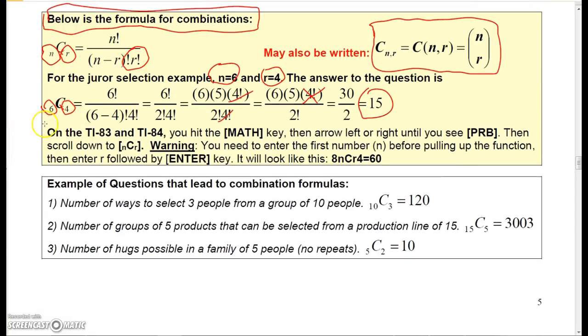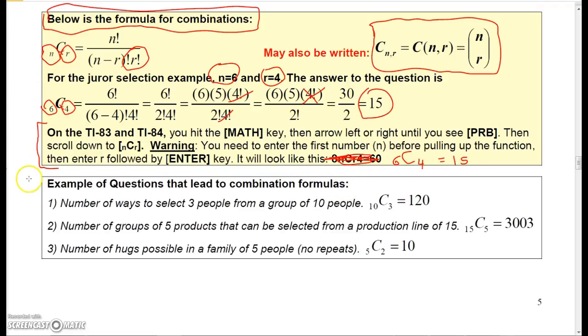And this kind of shows you a little bit on how to find the combination key on the calculator. For practice, you can try what I did up there. You can do 6C4 and make sure you get 15 for that. Okay, so you can use that as your check.